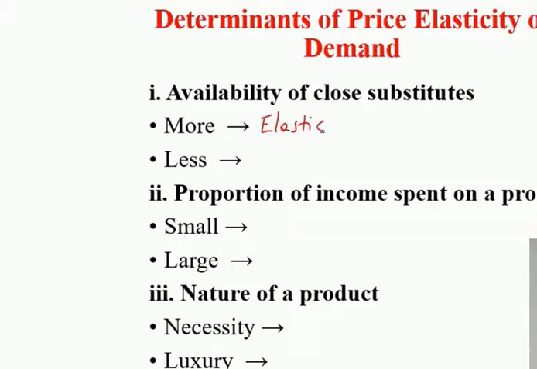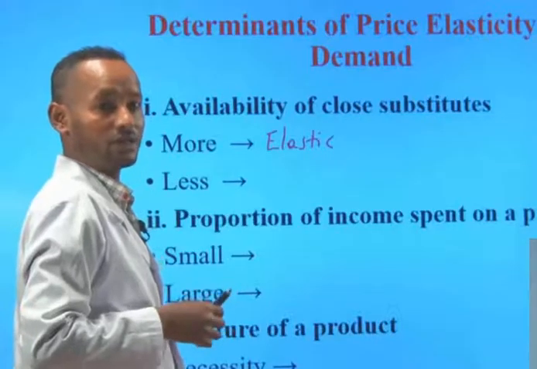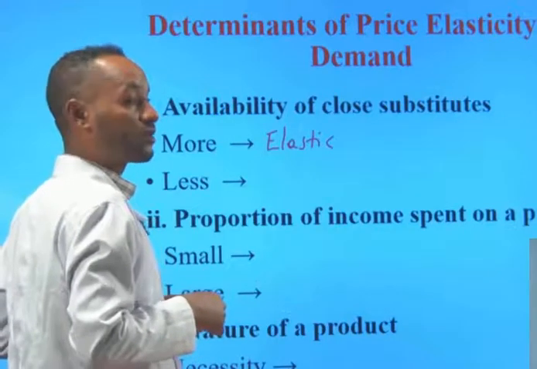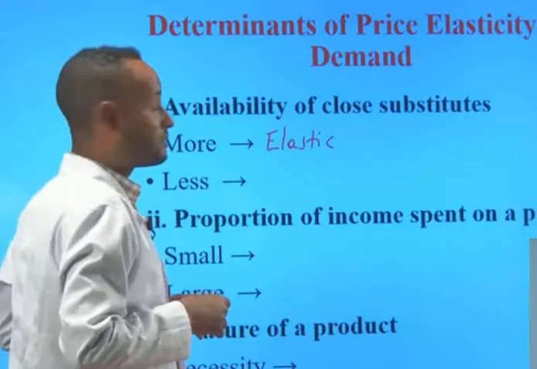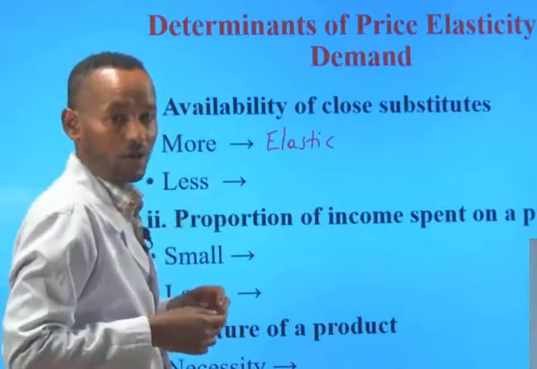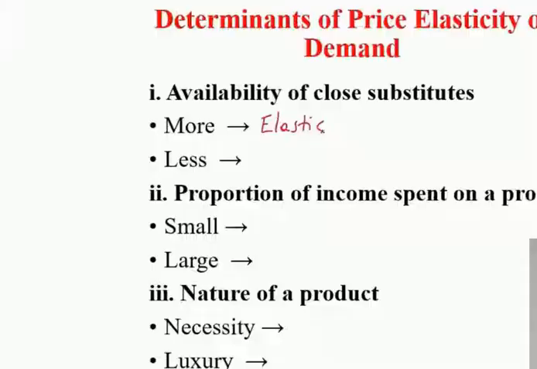because with a little change in the price of a commodity, the buyer will shift his consumption to other commodities that can substitute the product. So the more close substitutes available for a product, the more elastic the demand for that product. The fewer close substitutes available for a product, the more inelastic. If we don't have any choice to substitute a commodity, then we will be less sensitive, or inelastic, to changes in the price of that commodity.